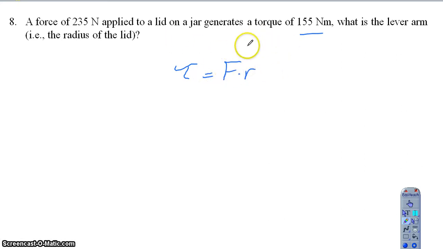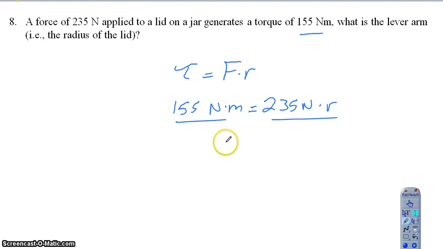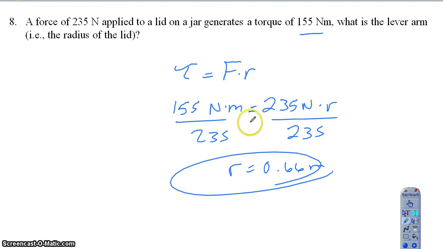They don't give us any indication, so we will go ahead and assume that this force is being applied perpendicularly. Probably not the best worded problem in that sense, but we will assume that it's applied perpendicularly, which means 155 newton meters would equal my force of 235 newtons, times my radius. So solving for the radius, relatively easy calculation. Again, I don't want to waste your time on that, but I do want to make sure we're comfortable with it. Solving for the radius, we should get about 0.66 meters. Obviously a big radius for a jar, but maybe we'll assume it's a very large jar.